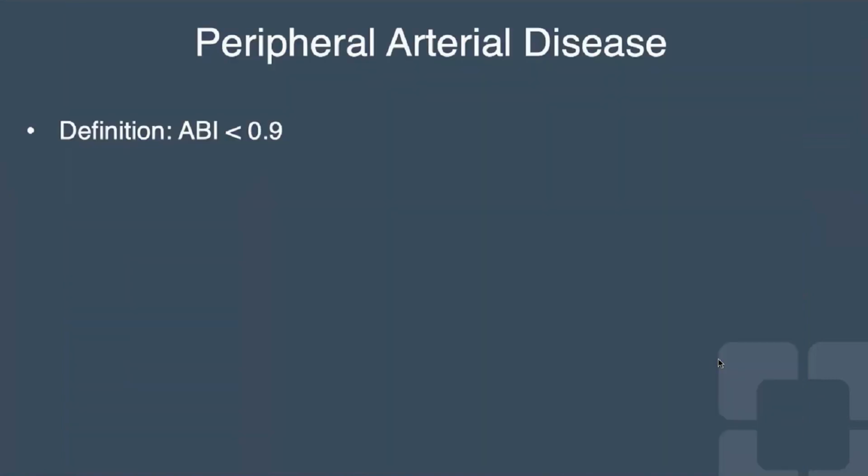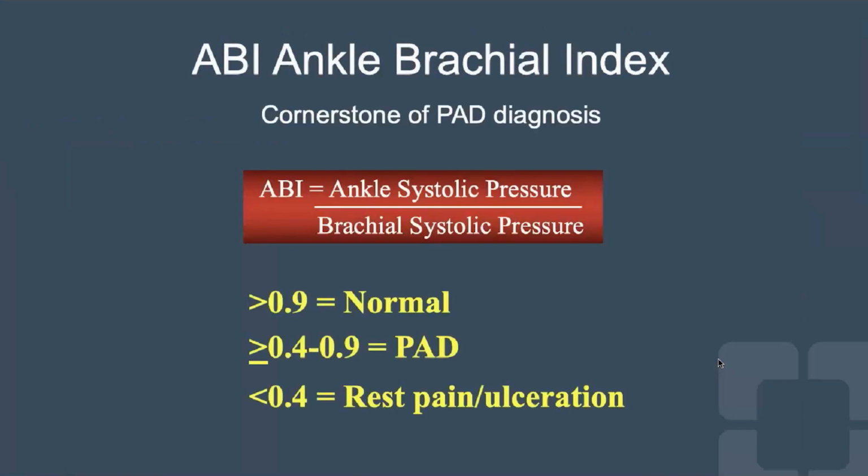And how do we define PAD? Well, it's simply an ankle brachial index less than 0.9. You probably remember what this is, but here's a view of what that is. It's the cornerstone of the PAD diagnosis. The ABI, which I'll use for the rest of the talk, is ankle systolic pressure over brachial systolic pressure.